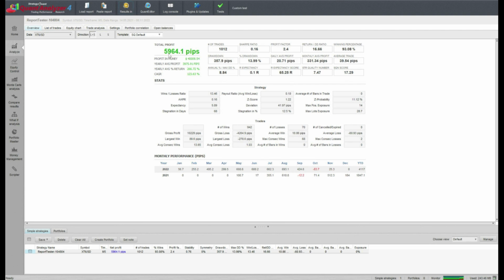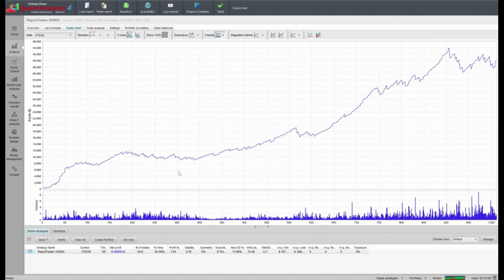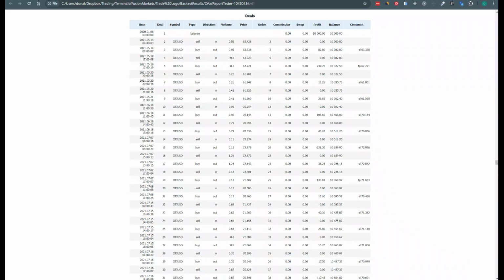For a system to be making 400% in profit, that is crazy, right? So currently the result is showing in pips. You can see it says 5,964 pips. If I toggle that now, you can see it's showing 400% in profits. You can switch back to, yeah, it says $40,000. And if you look at the equity curve, you can see it shows a pretty nice, steadily increasing equity curve.